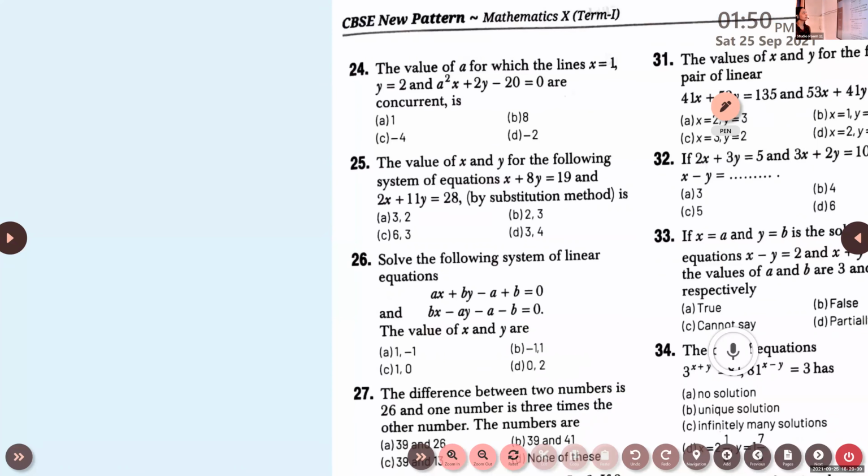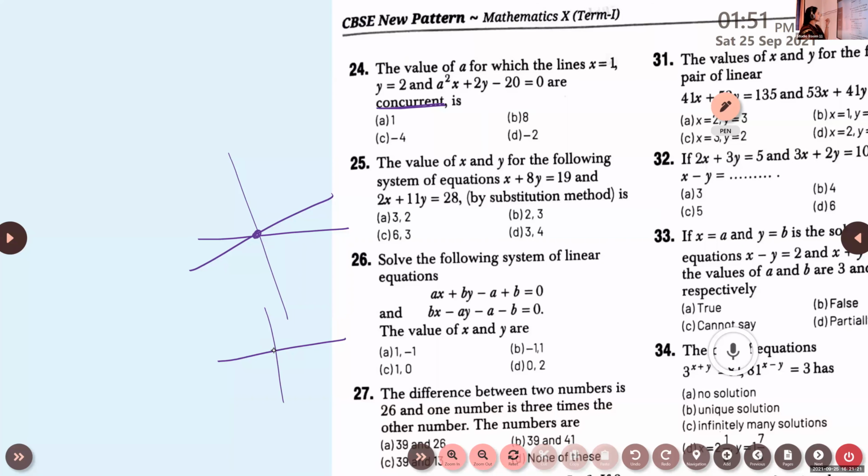Look at the next one, children. The value of A for which x is equal to 1, y is equal to 2, and a square x plus 2y minus 20 is equal to 0 are concurrent. What is meant by concurrent? If two lines meet at a common point, we say it is intersecting. Three or more lines passing through a point, we call it concurrent, the point of concurrency. Two lines meeting at a point is the point of intersection.